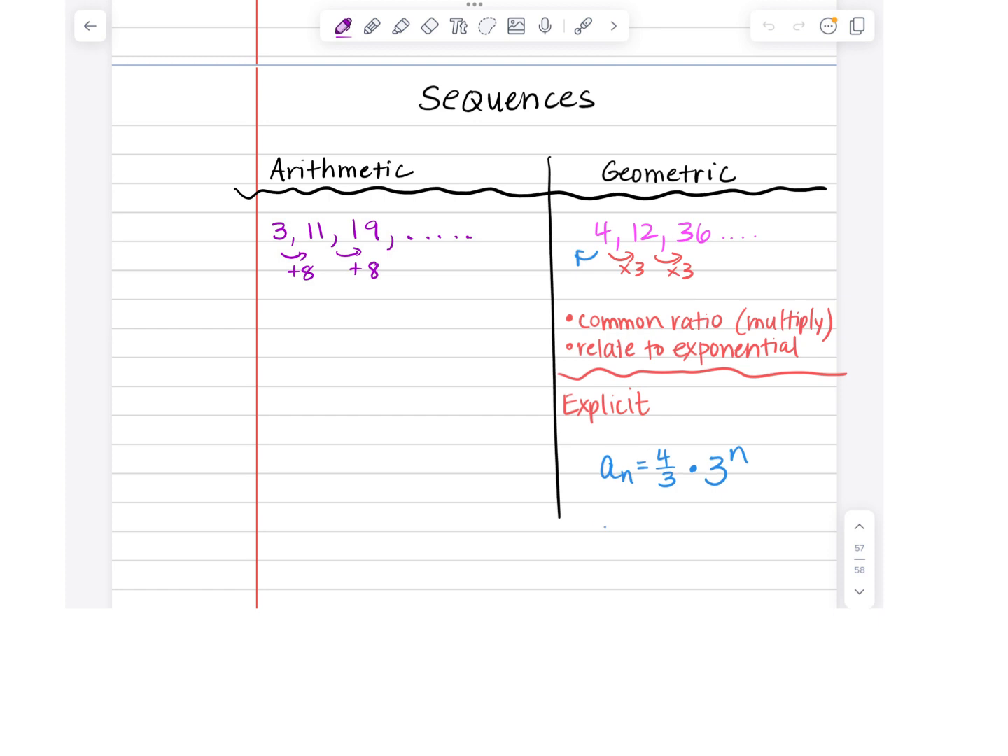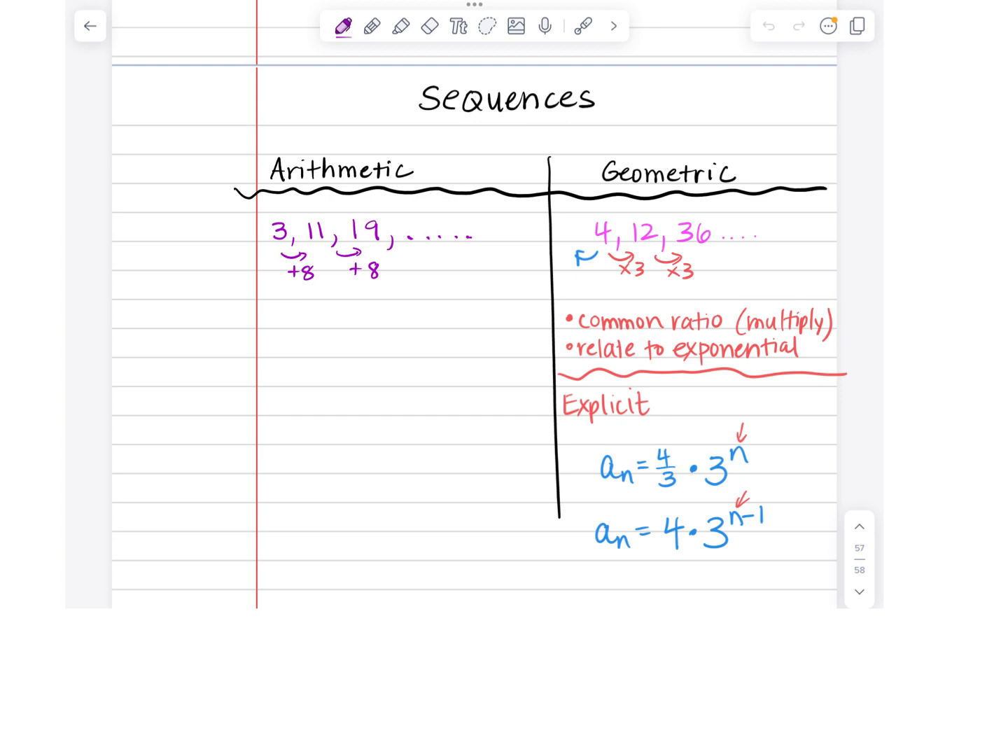Now the other way to come up with it is like this. We have a to the n, and then you can do the first term, which is 4, times the multiplier, which is still 3, and then to the n minus 1. Now you're probably like, well, those look different, but if you plug in, like, the third term, if you plug in a 3 right here and here, you'll get the exact same thing. And I went through that yesterday. So there's your explicit rule.